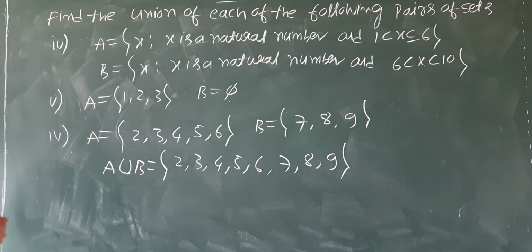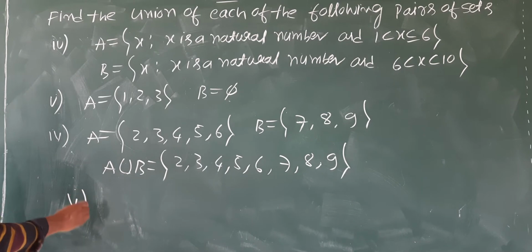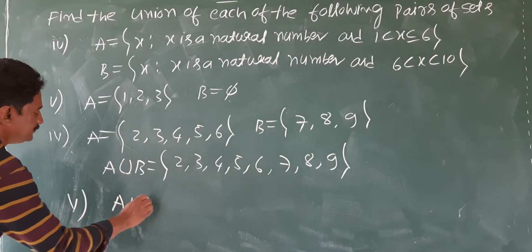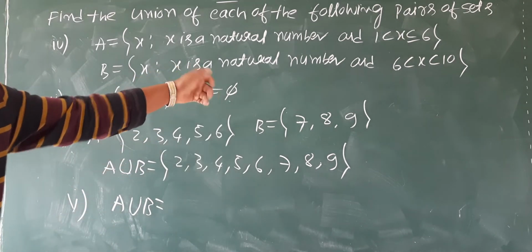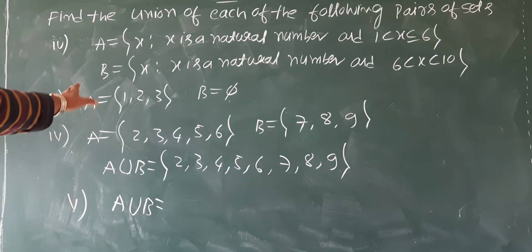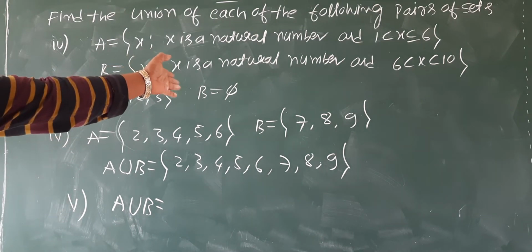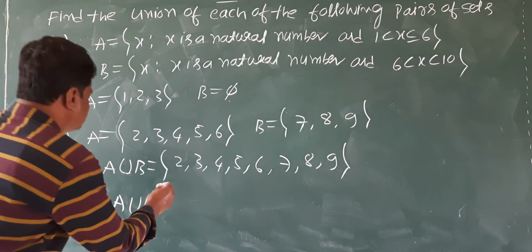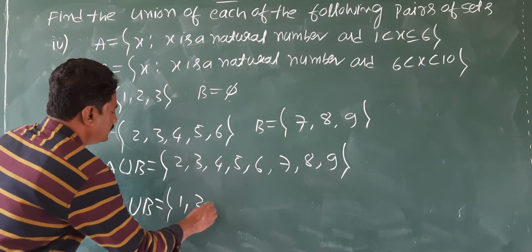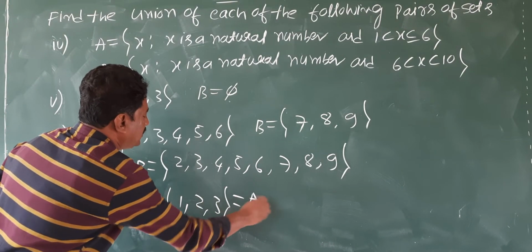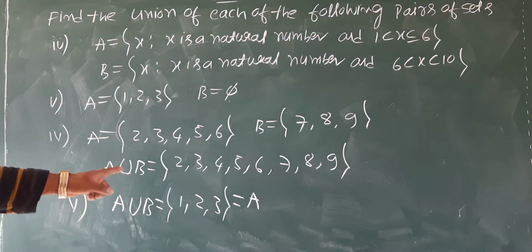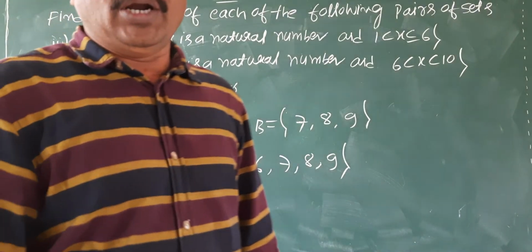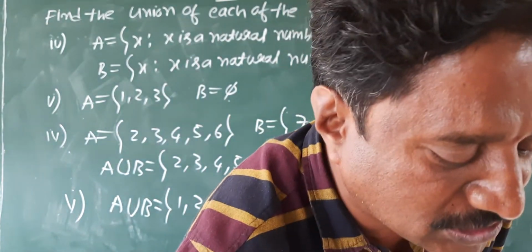Second question, students. Find A union B. A is 1, 2, 3. B is a null set. The union of A and the null set is A itself, that is 1, 2, 3. It is nothing but A only, because B is a null set.